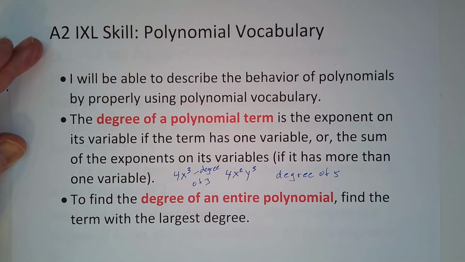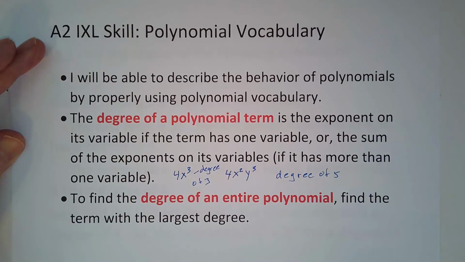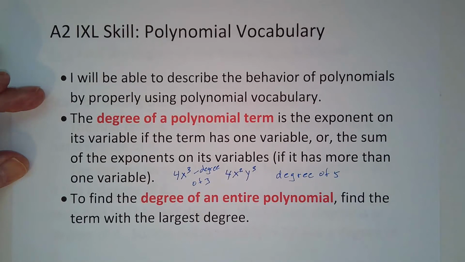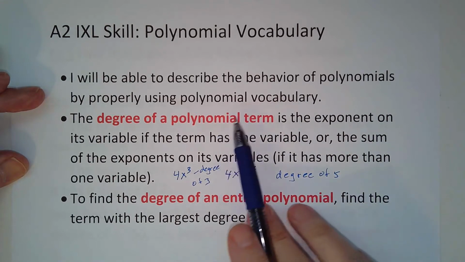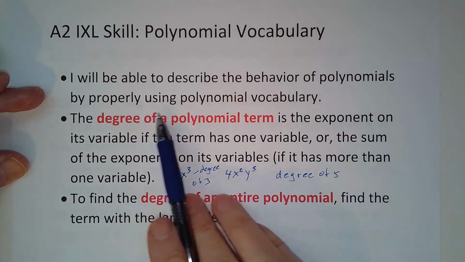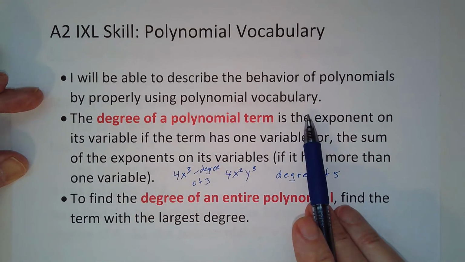As you go through this, remember when you make a mistake, the IXL program will show you what it was that you did wrong and what you need to do. So make that a learning experience. I do think this particular skill is fairly simple, so you probably will be able to get through it fairly quickly. The skill that we're doing is being able to describe the behavior of polynomials by properly using polynomial vocabulary.